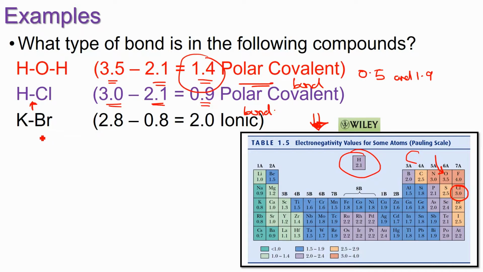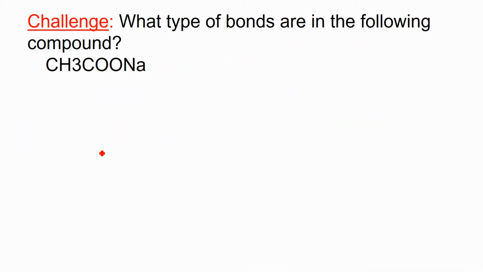Alright, in KBr, potassium bromide, again insert the number values. The Pauling scale for potassium is 0.8, and for bromine it is 2.8 according to this Pauling scale periodic table. The difference is 2.0, which is above 1.9, and we know greater than 1.9 is ionic according to the table in the previous slide. So the bond in here is an ionic bond, and so forth and so forth.